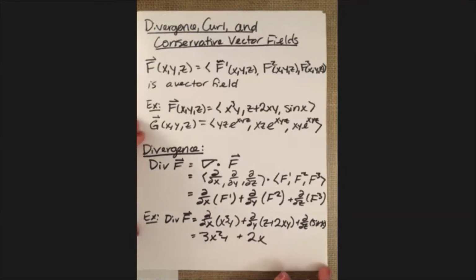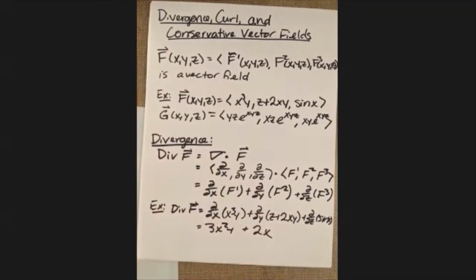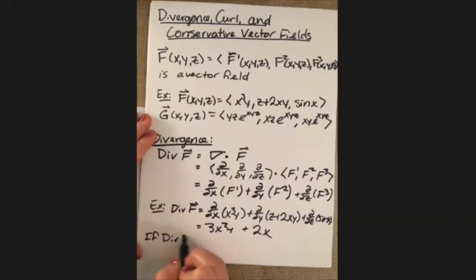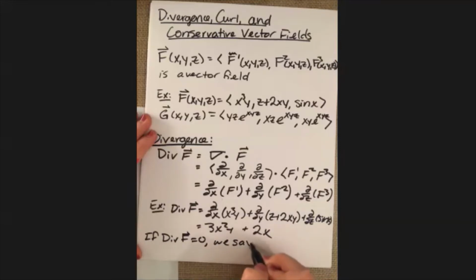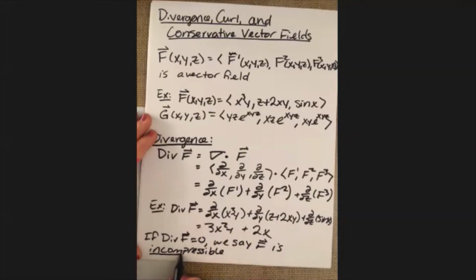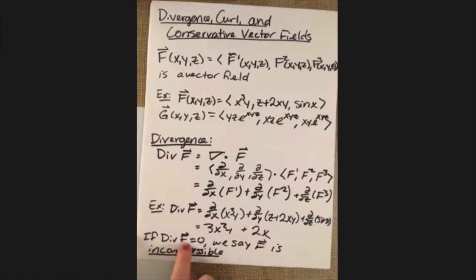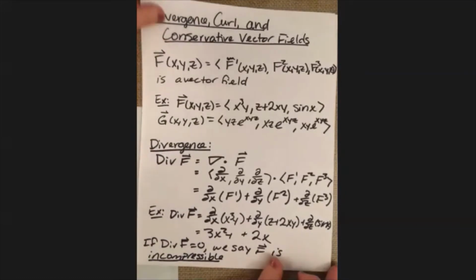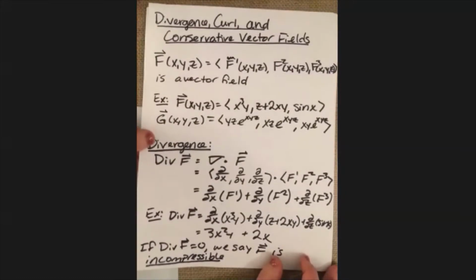We do have a fancy word that goes alongside the divergence. If the divergence winds up happening to be equal to 0, then we say that F is incompressible. A lot of times you'll find in math that when we apply some sort of operation to something and get 0 back, we give it a name. In the case of the divergence, we say that it is incompressible. So that is divergence.